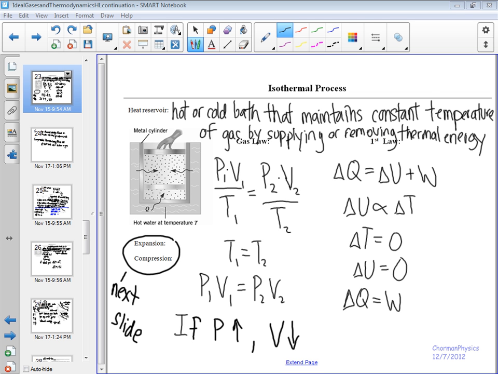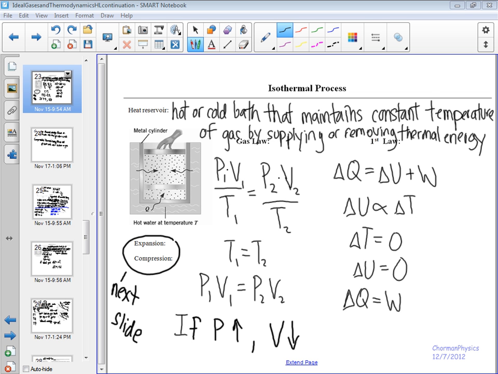Alrighty? So, let's take a look at isothermal processes here. Okay, let me get my notes straight. So, the first thing that you need to know for isothermal processes is that the temperature doesn't change. And the way that we do this is we place our piston cylinder assembly in a heat bath, all right, that's going to maintain a constant temperature of the gas by supplying and removing thermal energy.